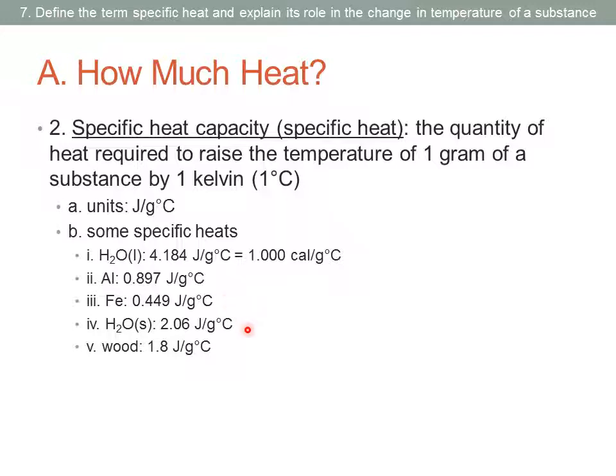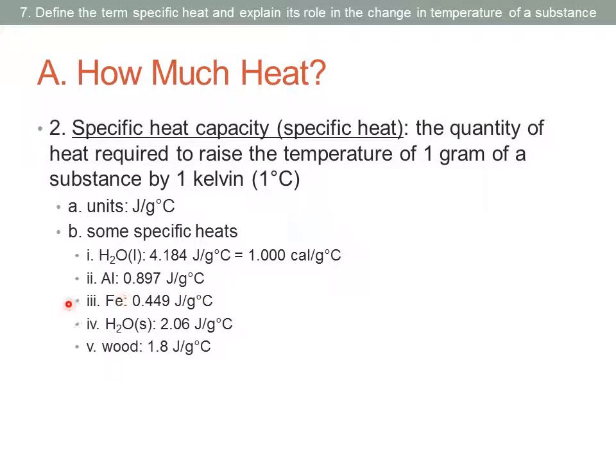Notice the fourth one listed here is also for water, but it is for solid water, or ice. And notice it has a great effect on its specific heat. The specific heat of ice is roughly half that of the specific heat of liquid water. So the physical state does in fact play a role. Now as we look at these, you'll notice that aluminum and iron, there aren't any physical states given here.